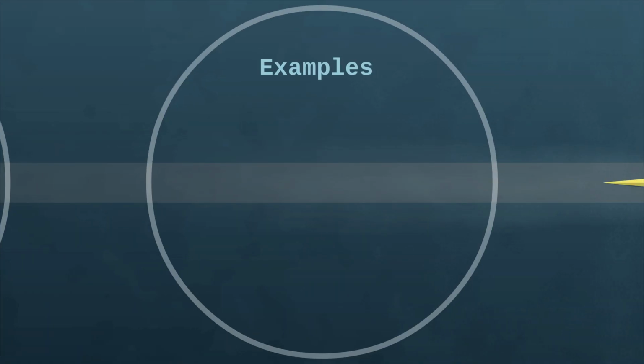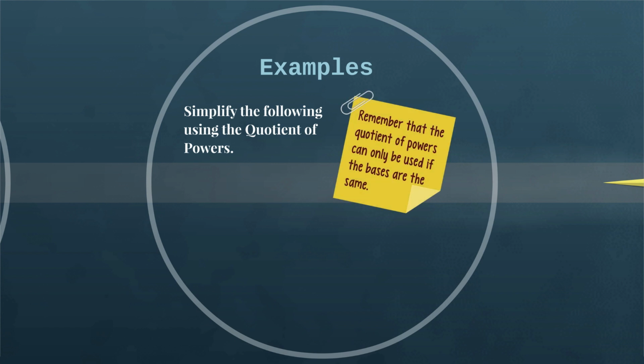In order to understand the concept even more, let's solve some more examples. We will simplify the following expressions using the quotient of powers. But before anything else, always keep this in mind. The quotient of powers can only be used if the bases are the same. Otherwise, we can't apply the concept.